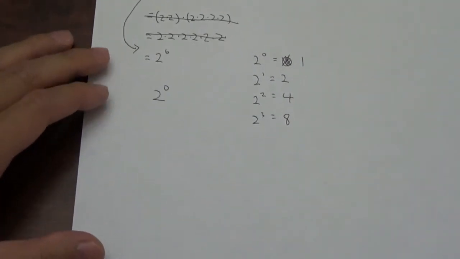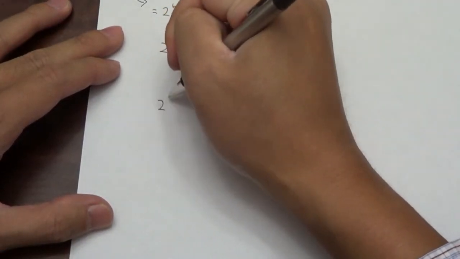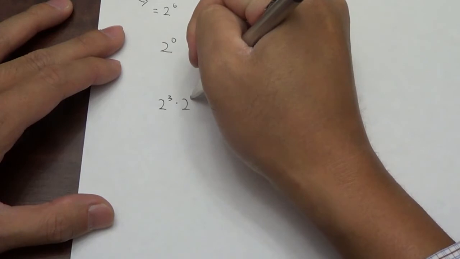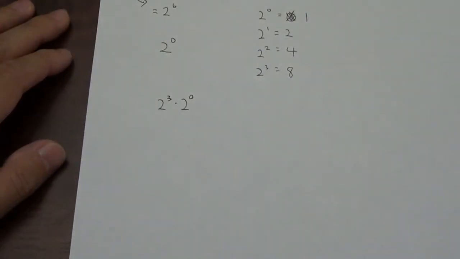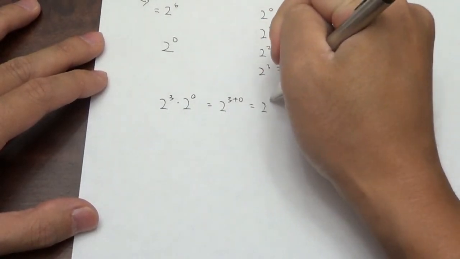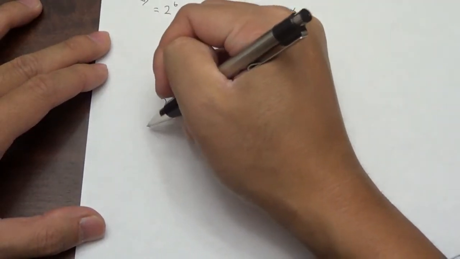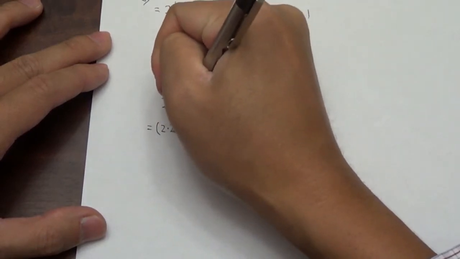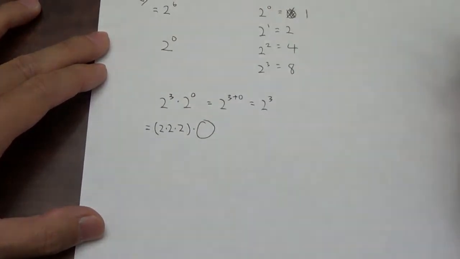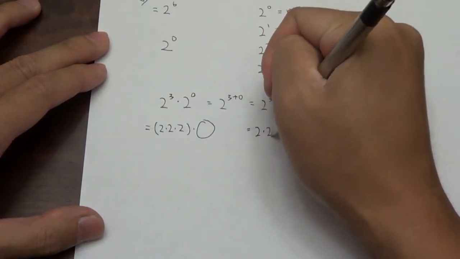We can prove that by using the property. Let's say we take 2 to the third power and multiply that by 2 to the 0 power. The property says we can simply add the exponents and then we get 2 to the third power. Now if we expand it, that will expand to 2 times 2 times 2, and we are trying to figure out what this would equal. Now, 2 to the power of 3 is 2 times 2 times 2.